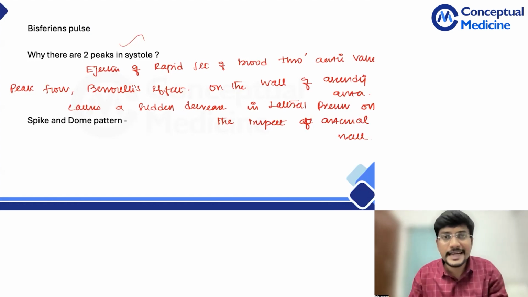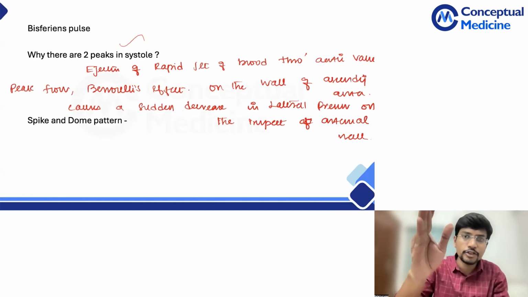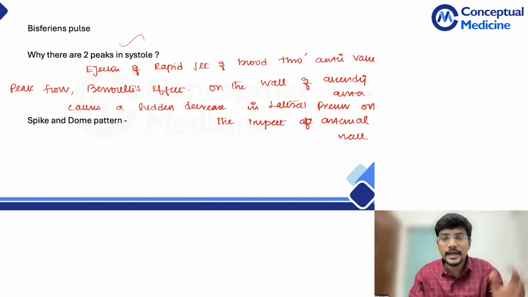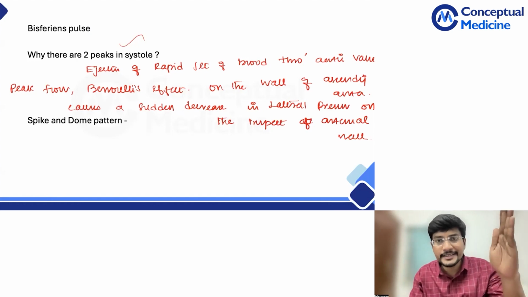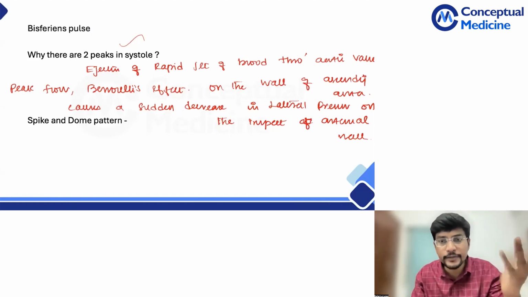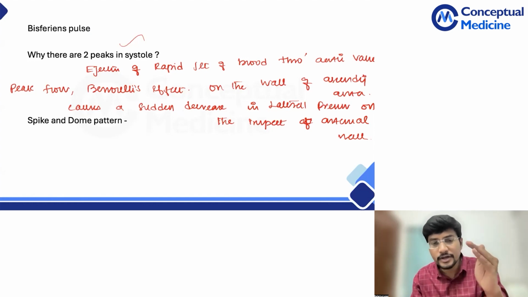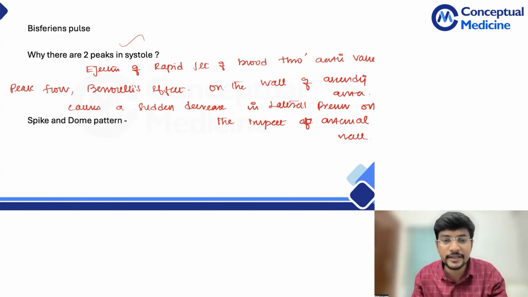Once the LV starts contracting, first one gush of blood enters the ascending aorta, and because of the Bernoulli effect, there is some small aortic recoil, I would say. That's the suction effect because of this rapid gush of blood. This causes a decrease in the pressure on the inner aspect of the aorta, and then the second peak comes. That is why there are two peaks in systole.